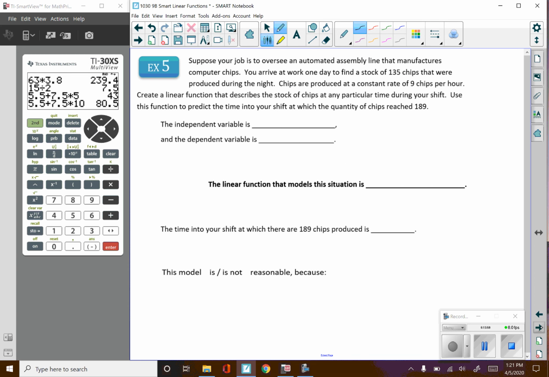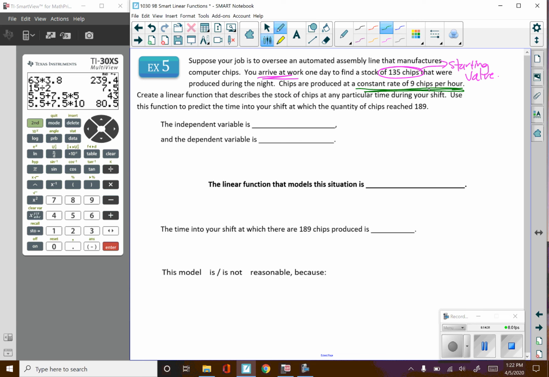Suppose your job is to oversee an automated assembly line that manufactures computer chips. You arrive at work one day and find a stock of 135 chips that were produced during the night. So when you arrive, there's 135 chips. That is our starting value. We'll use that in a second. Chips are produced at a constant rate of 9 chips per hour.